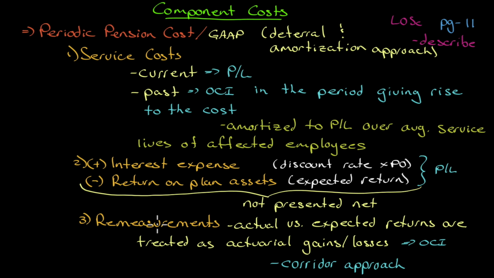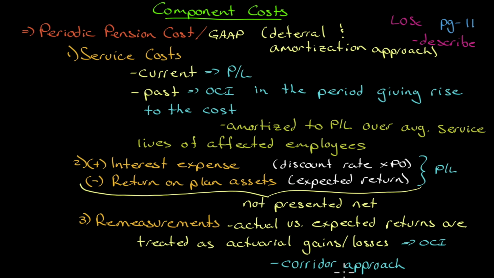Remeasurements. Here, the actual versus expected returns are treated as actuarial gains and losses. They're not called experience gains and losses. They go to OCI. Now, that's the same with IFRS. It goes to OCI, but IFRS says it's never amortized to P&L ever. GAAP says it goes to OCI, but under certain conditions, it's amortized to P&L.